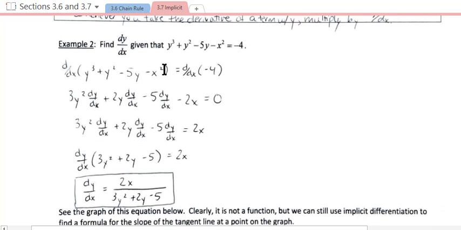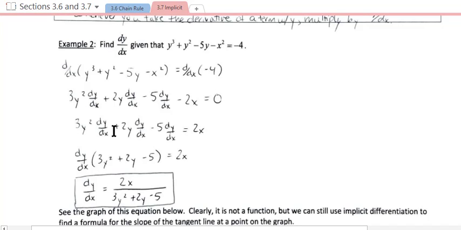We're going to take the derivative of both sides of the equation, every single term, remembering that whenever we take the derivative of y, we need to multiply by dy/dx, but it's otherwise done normally. The derivative of y cubed is 3y squared dy/dx, plus the derivative of y squared is 2y times dy/dx, minus the derivative of 5y is 5 times dy/dx. Then this last one, the derivative of x squared is just 2x because the variables matched. The derivative of the constant negative 4 is 0.